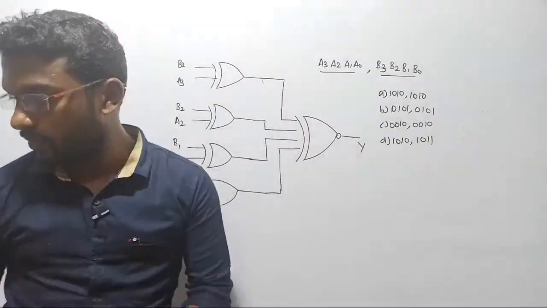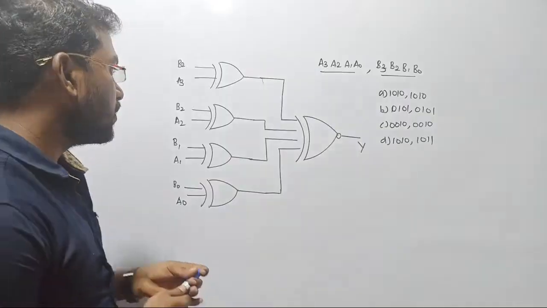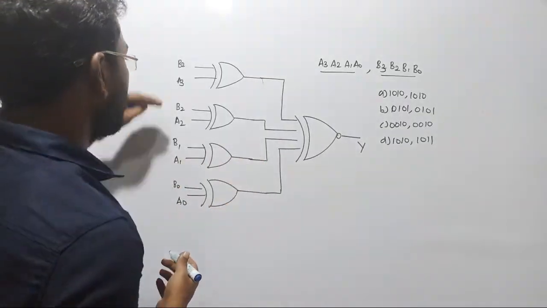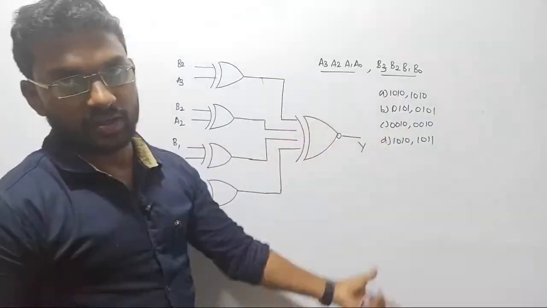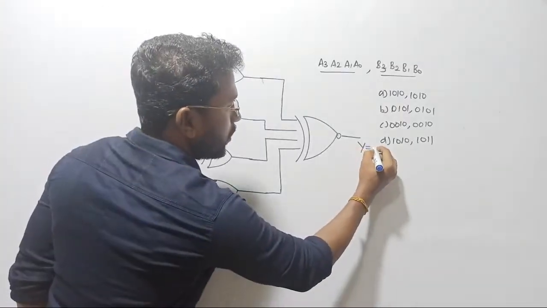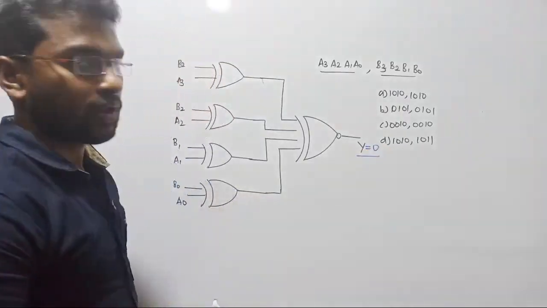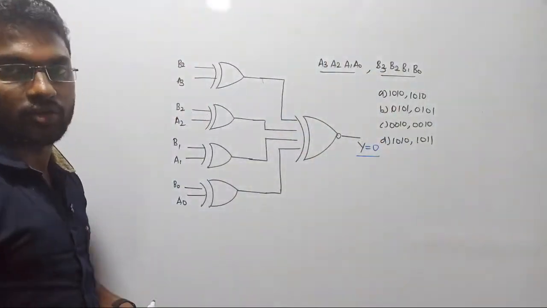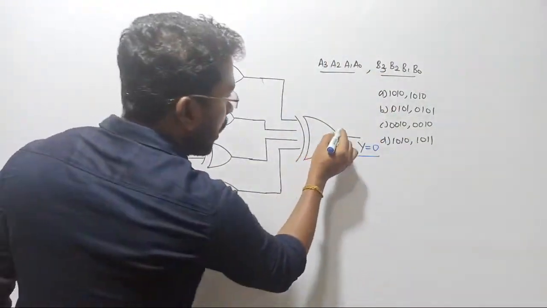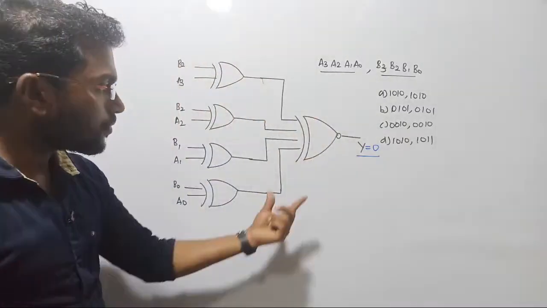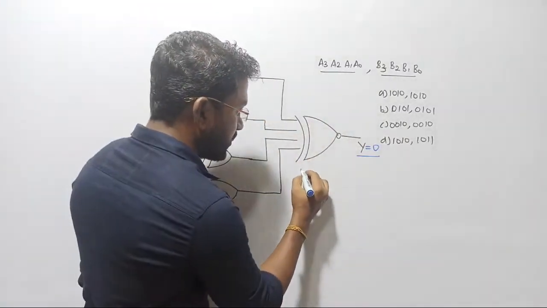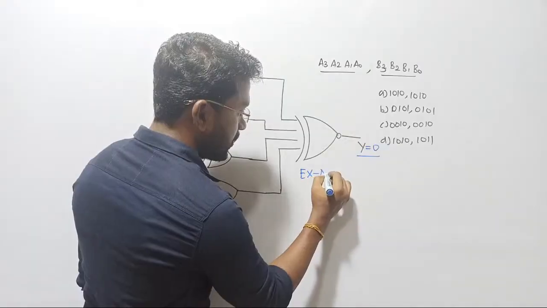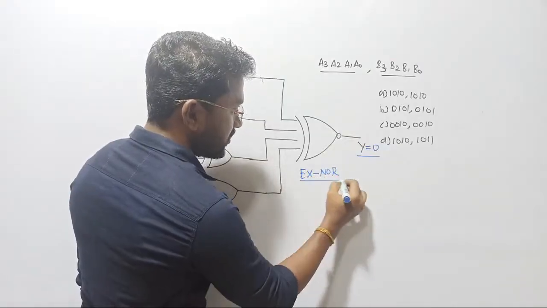The question is, let me conclude: in the given circuit, identify the correct variables, that is the correct sequence, for the output of the function to become 0. They are asking what combination of inputs we should give so that the output is 0. First of all, what type of gate is it? Observe, this is the XNOR gate, right? It clearly denotes that it is the XNOR gate.